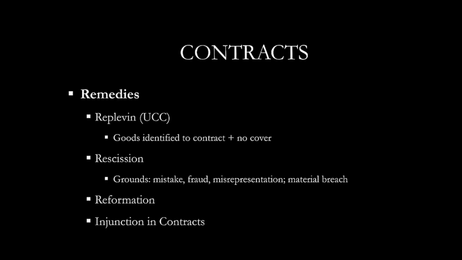Replevin, got to know it. So basically, if you have goods identified to the contract, in other words, a contract for the sale of a car, and there's a breach and cover is fruitless, then you can, in that particular circumstance, ask for the goods back right away. So this is a quick way to get goods back. Otherwise, if you have to wait for specific performance, you'll never get it.